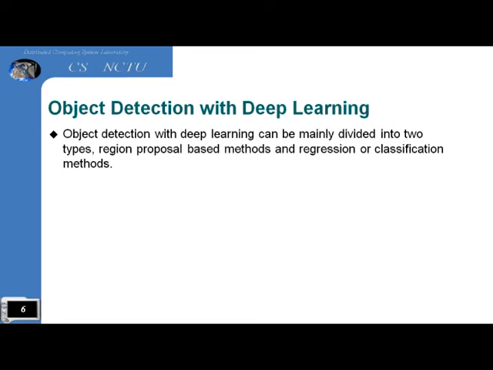Object detection with deep learning can be mainly divided into two types: region proposal-based methods and regression or classification methods.